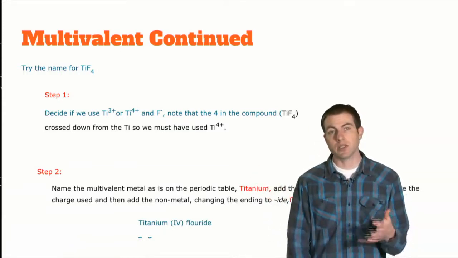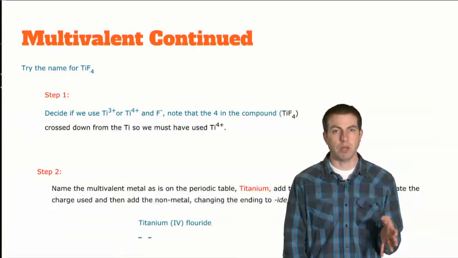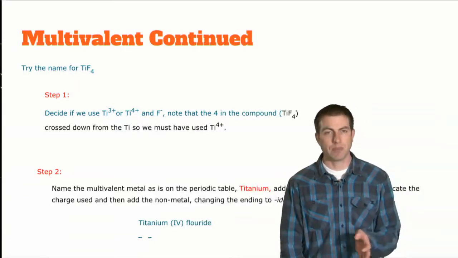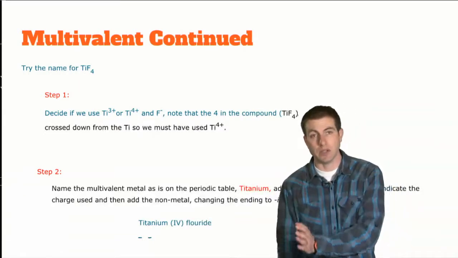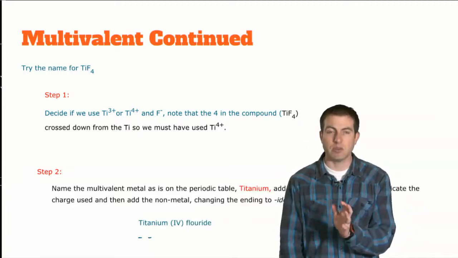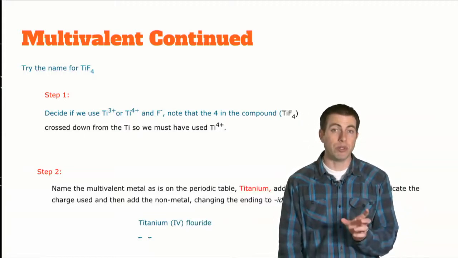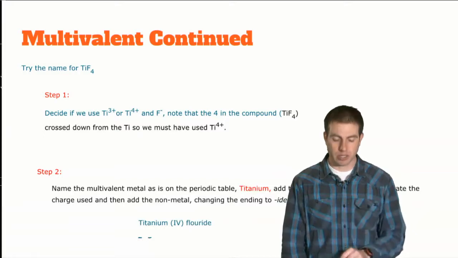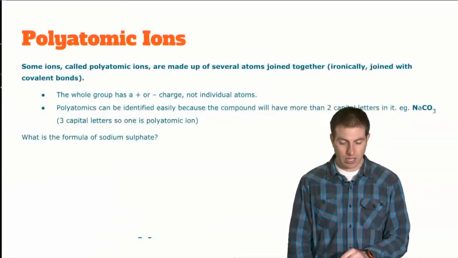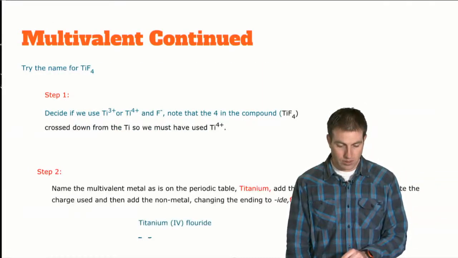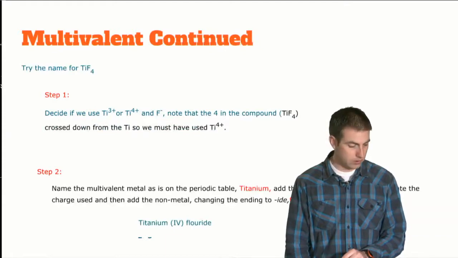So the naming structure is the same when we deal with multivalent metals. You name the metal, then you change the ending of the nonmetal to "-ide". The only difference that we didn't have before is that Roman numeral. So we have to put in which one we're dealing with. So in this case, it's 4. That's it. No more examples.